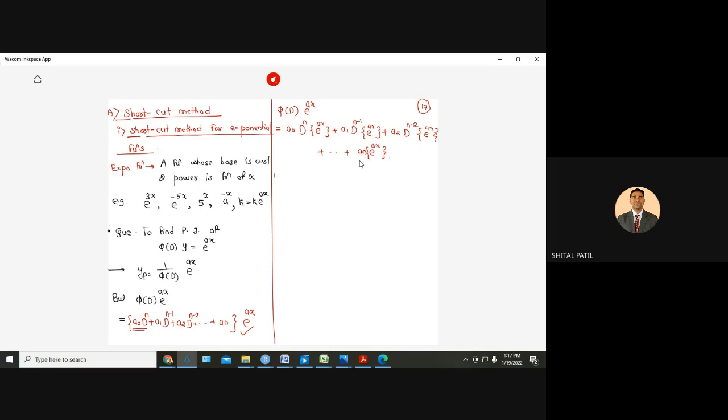But we know this part. What do you mean by D? D is the derivative, d by dx of e raised to x, which is e raised to x. What is D square? Second derivative. So what is the second derivative? e raised to x. In the same way, tell me what will be D raised to n?